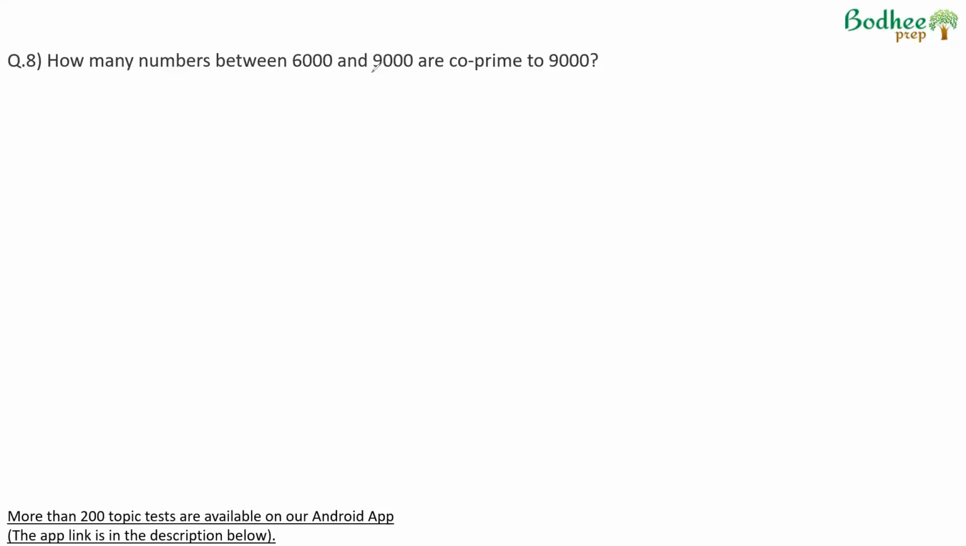How many numbers between 6000 and 9000 are co-prime to 9000? One way of doing this is if we look at 6000. 6000's prime factors are 2, 3, and 5. Thousands because of 2 and 5, 6 because of 2 and 3. Similarly, 9000's prime factors are 3, 2, and 5.